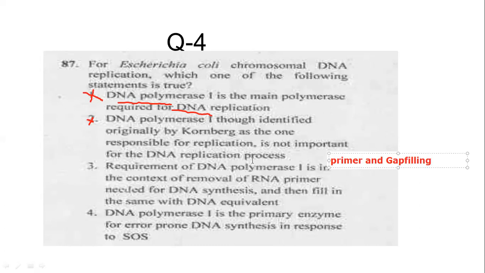So we got the correct answer here. The answer will be option 3. Option 3 is the correct answer. Also we'll see option 4: DNA polymerase 1 is the primary enzyme for error-prone DNA synthesis in the SOS response. SOS is the emergency response, so it is not correct. DNA polymerase 1 is not involved in the SOS response. So the answer will be option 3. Next question.